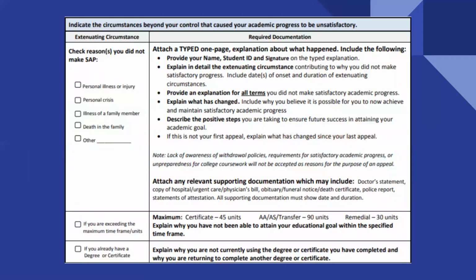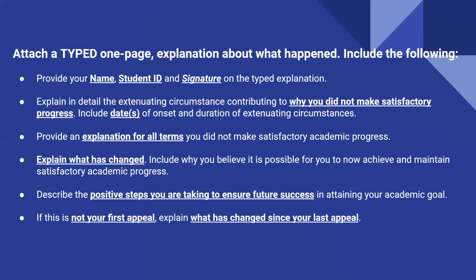Now, once you are finished, you're going to come to the bottom section of the appeal. This part is going to cover the required documents. One of the required documents is a one-page typed explanation of what happened during that time. Please provide your first name, student ID number, and signature on your one typed page. Also, explain in detail why you didn't make satisfactory progress.